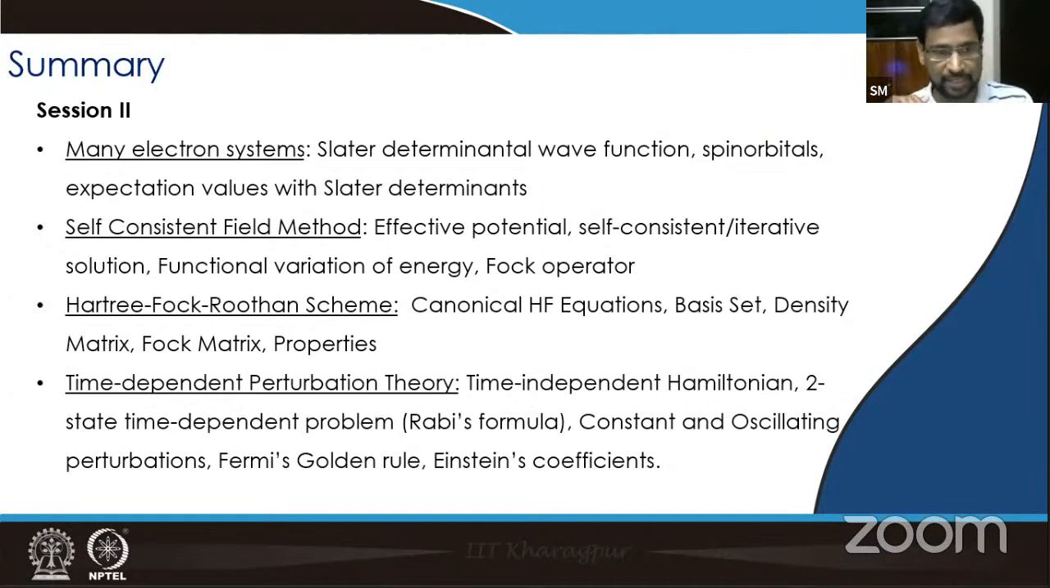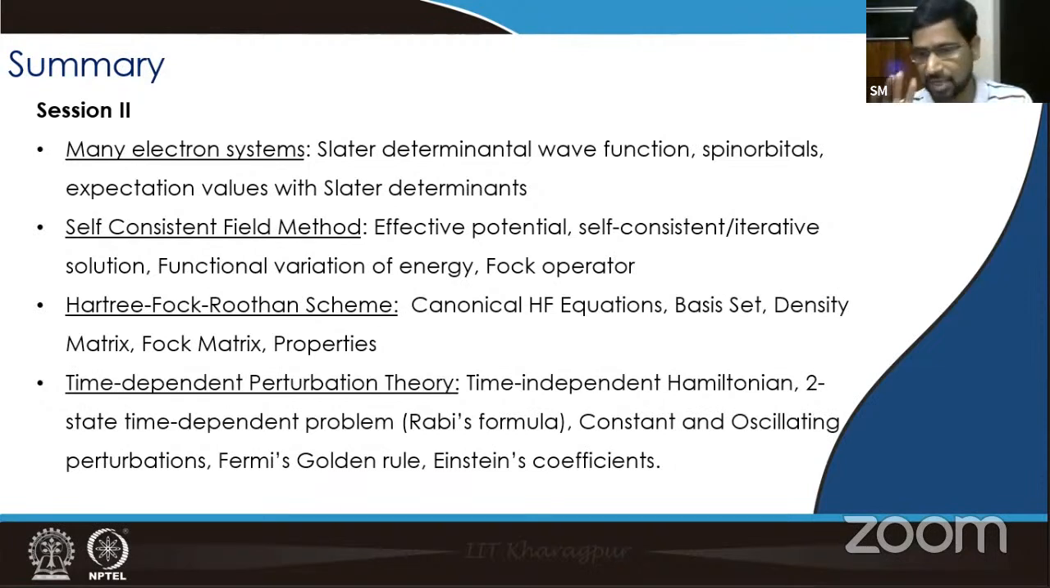theory is very essential. In that context, we first looked at the time-independent Hamiltonian, because we know that most of our molecular Hamiltonians are time-independent. That means the potential energy doesn't have explicit time dependence. In such cases, we learned how to write down the stationary states, and how to write the corresponding non-stationary states.